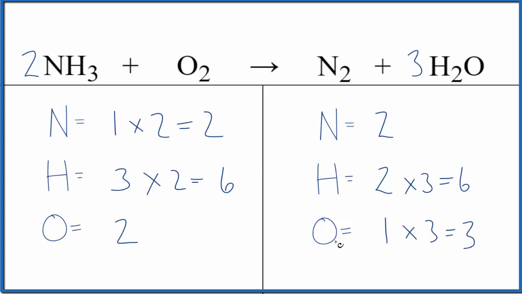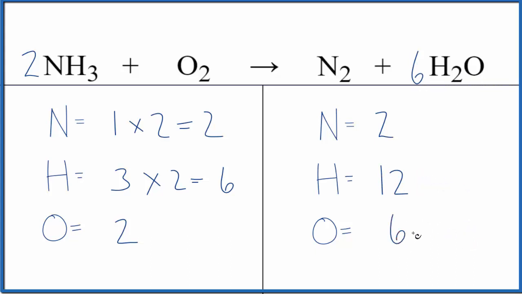So we kind of have a bit of a problem here. We have 2 oxygens and then 3 oxygens here. Probably the best thing to do here would be to get this to be an even number. Let's just double this to 6. So now we have 2 times the 6. That gives us 12 hydrogens. 1 times the 6, we have 6 oxygens. Remember, we can fix the oxygens pretty easily here without changing anything else.